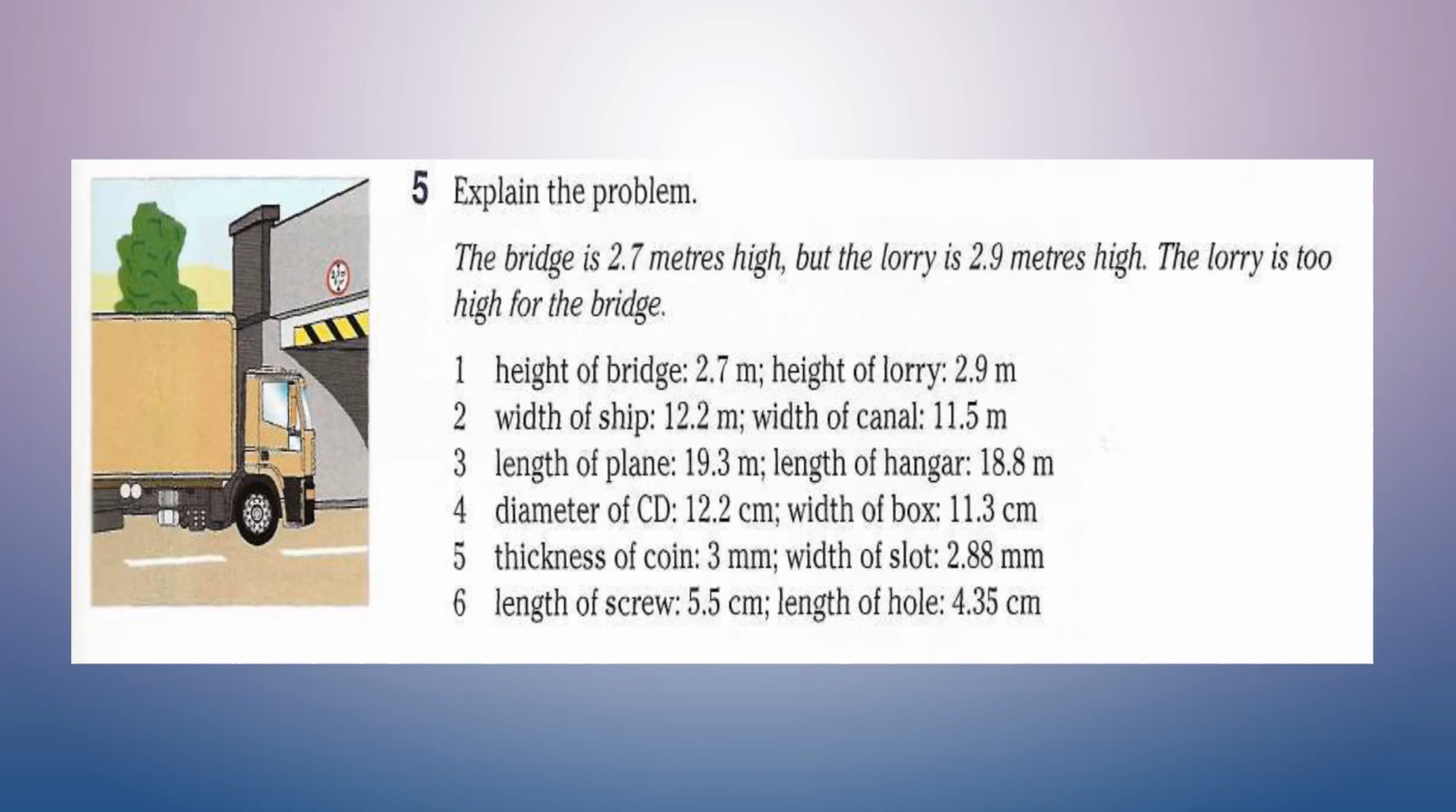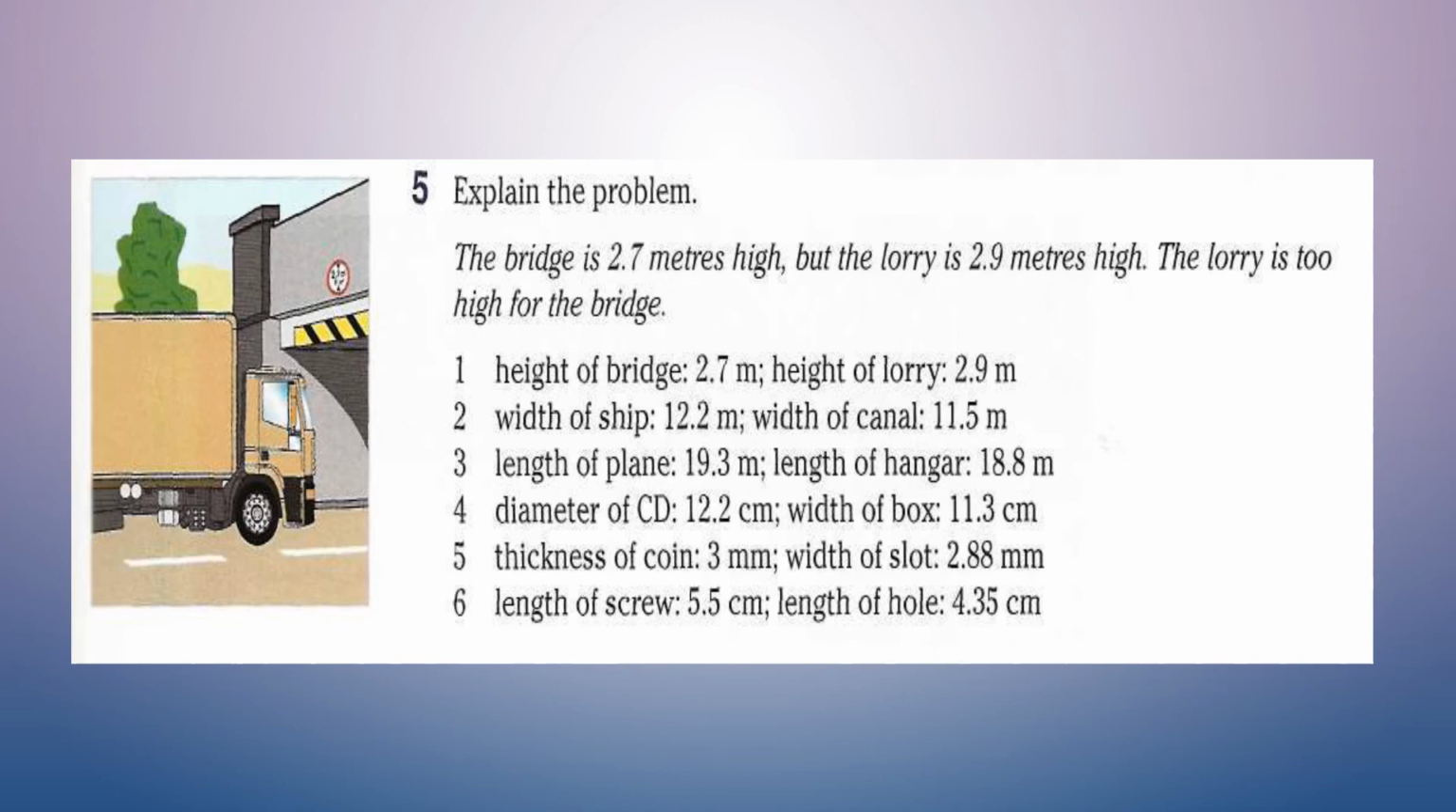Okay, now here we have 6 sentences. Look at number 1. Height of a bridge is 2.7. It's done already. This is the example, by the way. Look at number 2. Width of ship 12.2 meters. Width of canal 11.5 meters. So you think the ship can pass or not? It's 12.2. The canal is 11.5. So the ship is bigger than the canal.